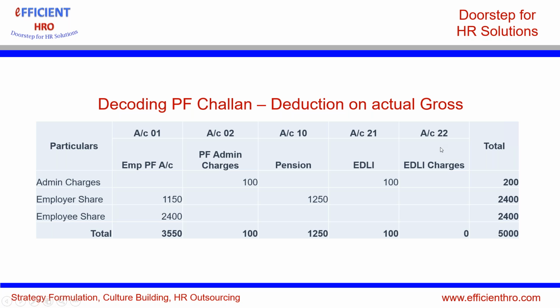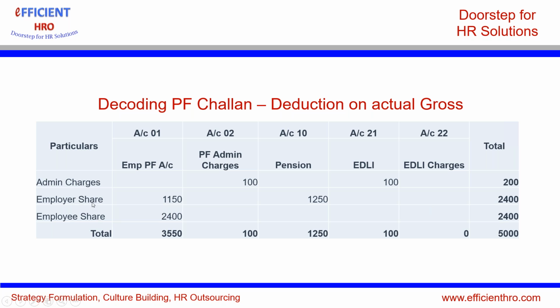So what we discussed, how the deductions in terms of PF from the employee side and employer's side are placed, is shown over here. Admin charges: the 100 rupees will go over here in account 2, and another 100 will come over here, so total admin charges is 200.